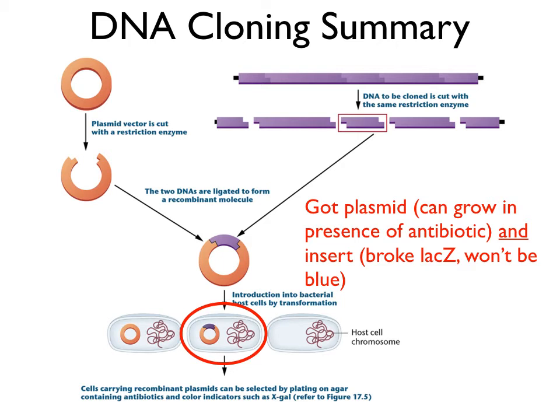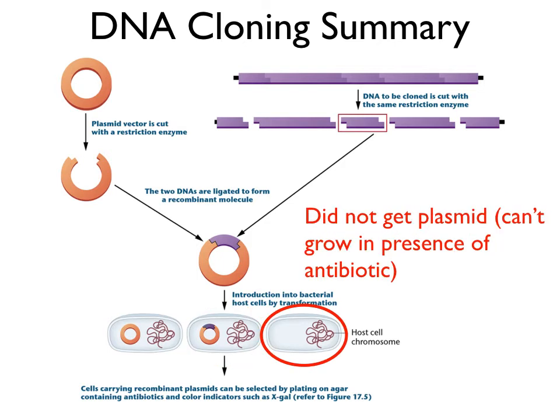This cell has received the plasmid vector, so it can grow on antibiotic. And that vector it received had a chunk of DNA stuck in the middle of LacZ. So it cannot utilize the X-gal. It will not be blue. So this colony is going to be white. And then this cell, the third possibility, did not receive a plasmid, can't grow in the presence of antibiotic. We don't ever see it again.